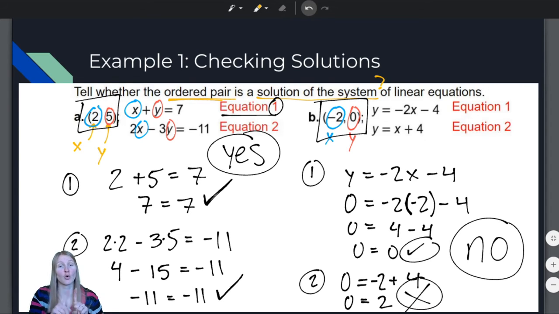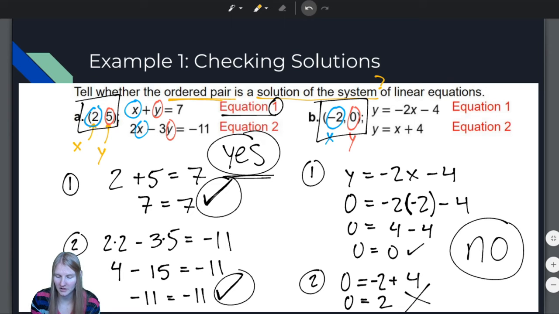And remember, in order for a point to be a solution, it needs to work for both equations in the system. So, the answer to part A was yes, because both of them were good. The answer to part B was no, because one of them was not okay.